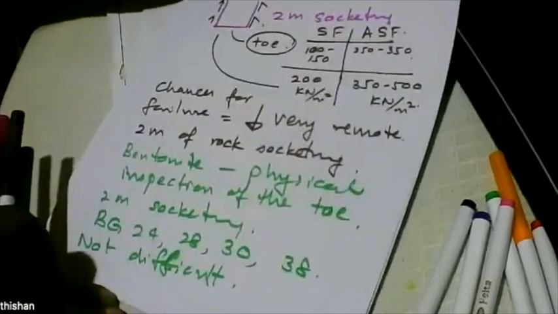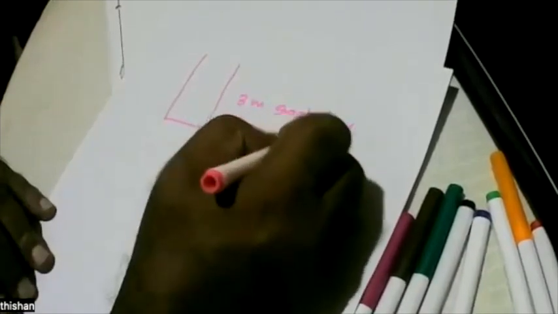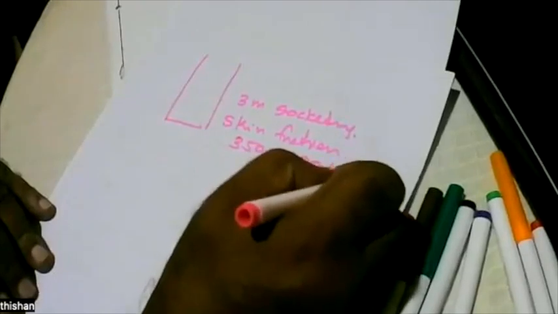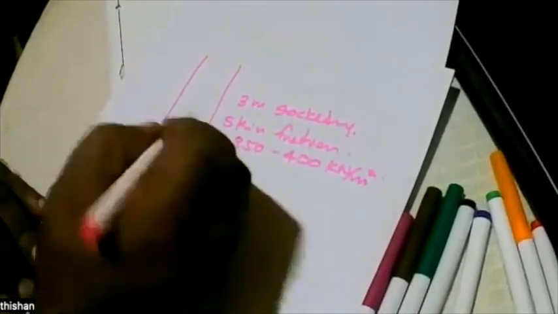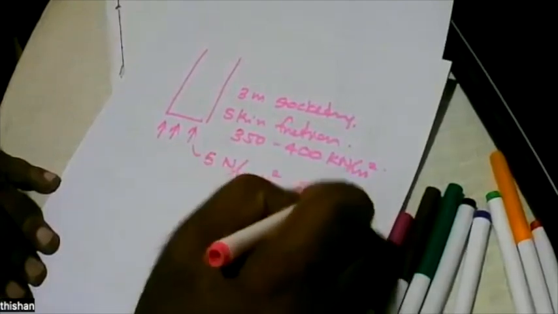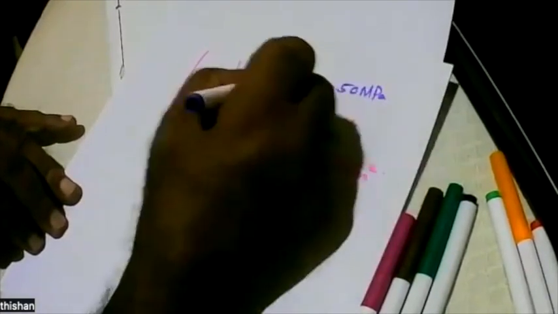And the other thing that you can do is, if you really want to optimize the pile design, you will go for something like 3 meters of socketing and use a skin friction like 350 to 400 kilonewtons per meter squared, and assume a reasonable end bearing, because now we are doing about 3 meters of socketing, means you can easily assume 5 newtons per millimeter squared end bearing. And then for the pile shaft you also use 40 megapascal or 50 megapascal concrete, and here I am talking about cube strength.